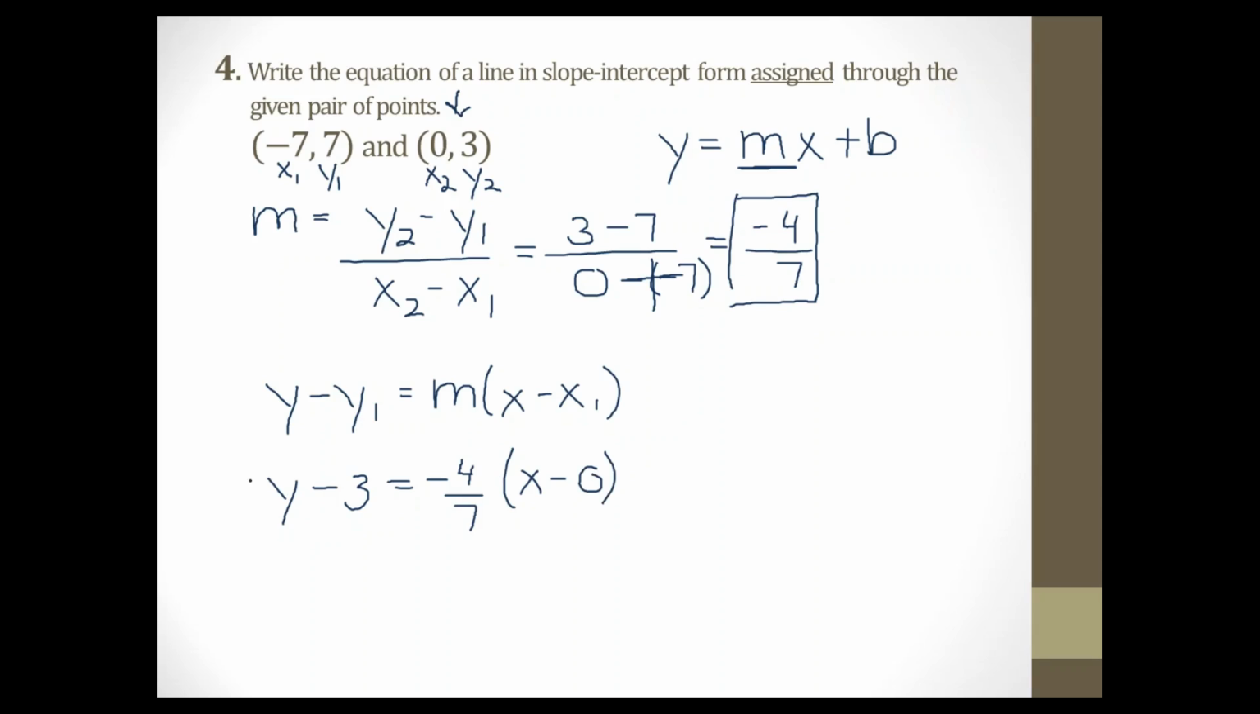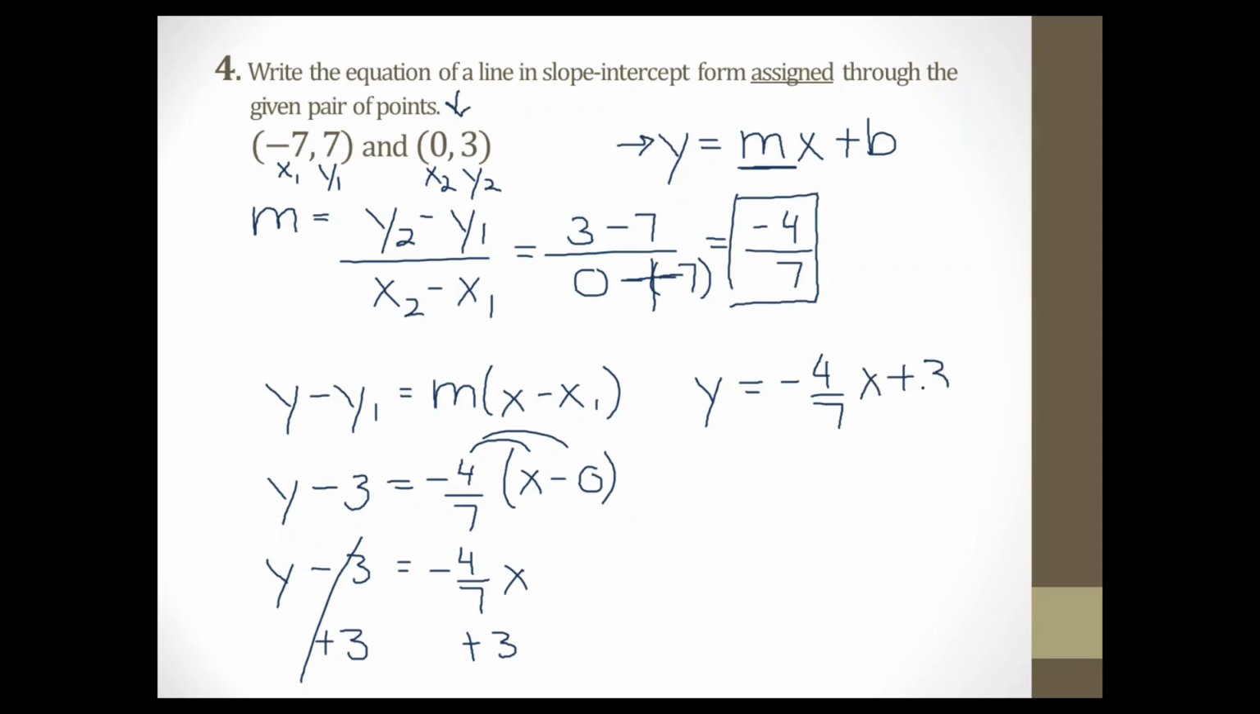I'm going to solve this now for y, so it's nicely in the slope-intercept form, but before I can move the 3, I'm going to distribute to eliminate my parentheses. So y minus 3 is equal to negative 4 over 7 times x, and then negative 4 over 7 times 0 is just 0. Last step, adding 3 to both sides, and I have y equals negative 4 over 7x plus 3.